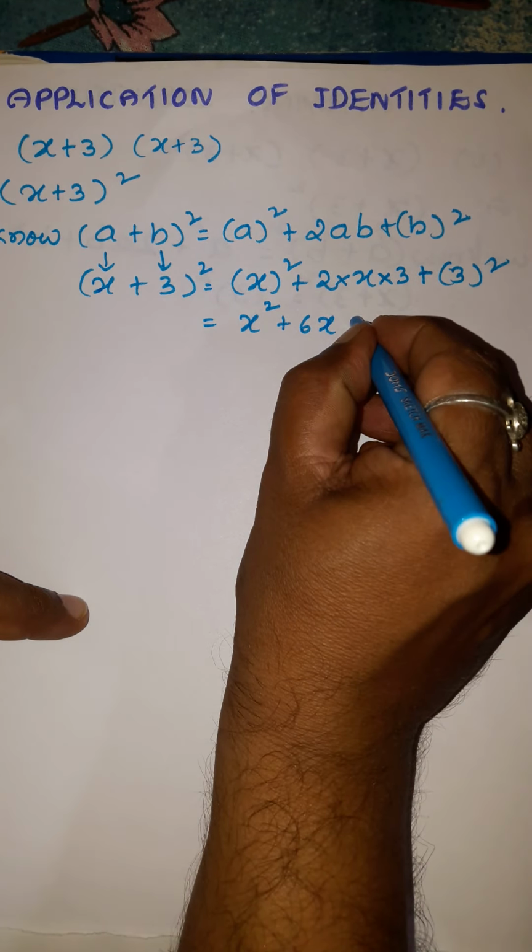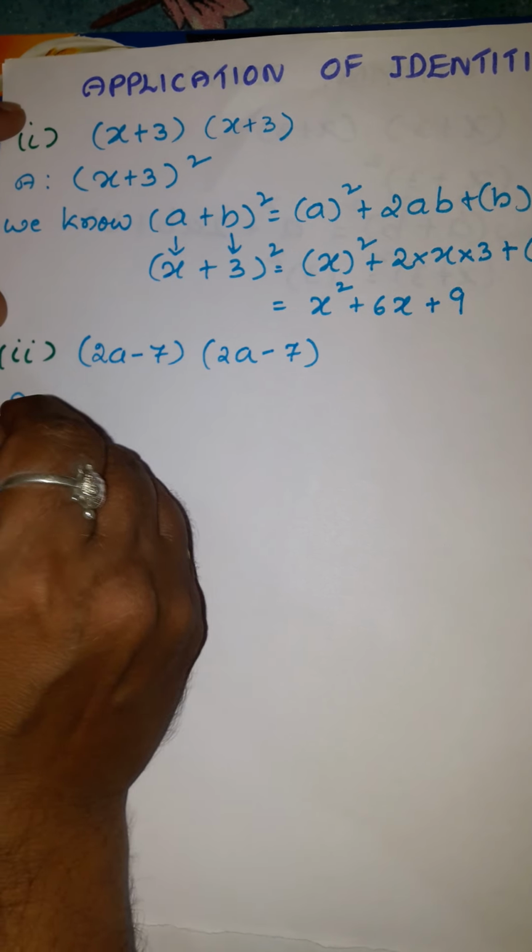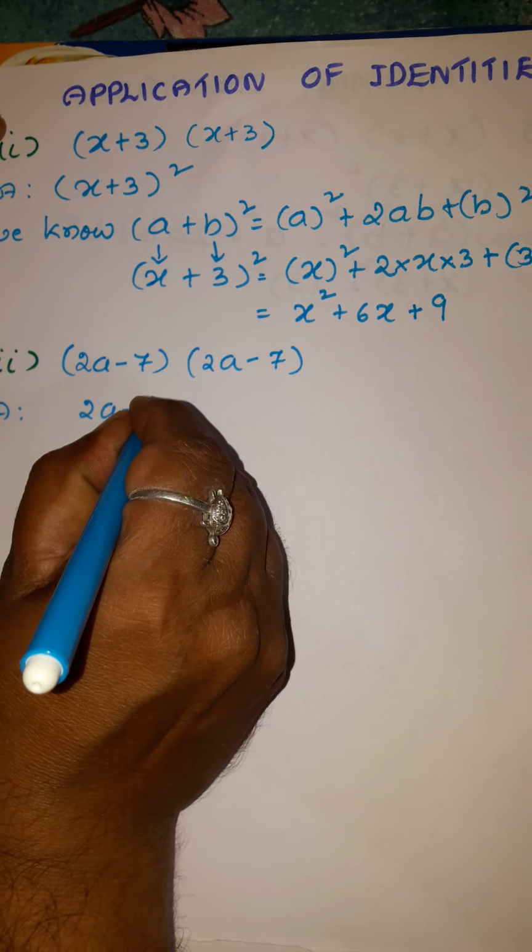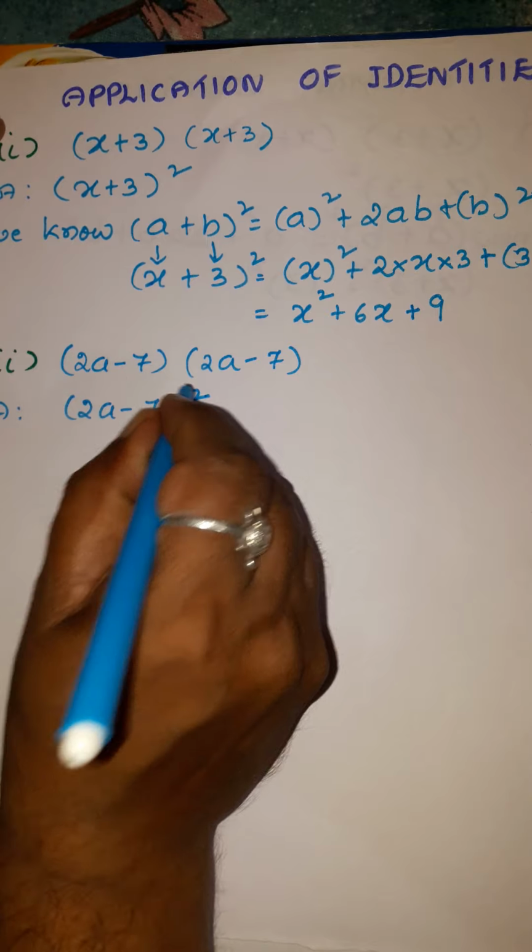Now another one I am going to explain to you. Second one, (2a minus 7) into (2a minus 7). See, 2a minus 7 is 2a minus 7 repeated 2 times, we have to write. So (2a minus 7) whole square.